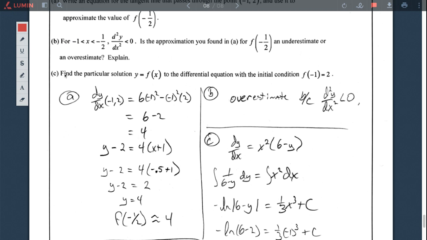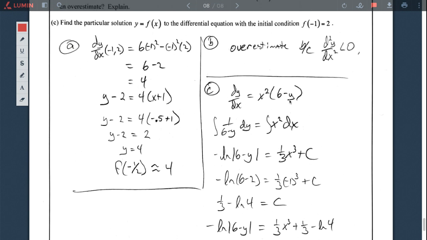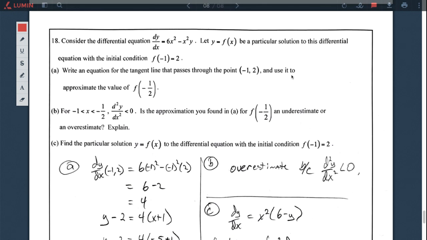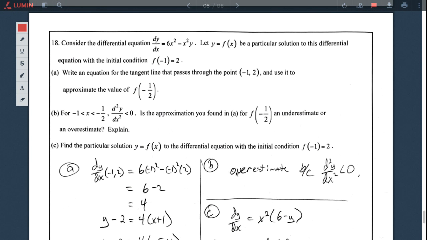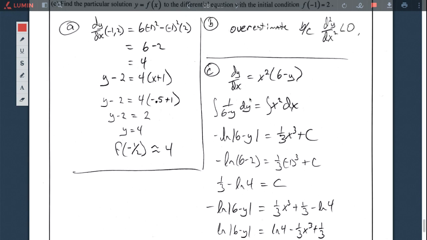And then finally, find the particular solution to the differential equation. So that just wants me to separate, integrate, find C, and solve for y. So first thing I did was factor out the x squared. That's kind of the trickiest part of this whole thing because it's tough to see what to do to separate it. But if you factor out the x squared, then you can see that the 6 minus y needs to go to the other side and x squared dx stays on the right side.